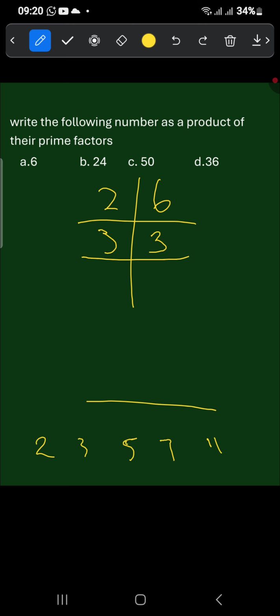So now 3 into 3 is 1. Once you get to an answer of 1, it means you are done writing the prime factors of that number. So now 6 will be the same as 2 multiplied by 3. Those are the ones that you take in order for you to write a number as a product of its prime factors.